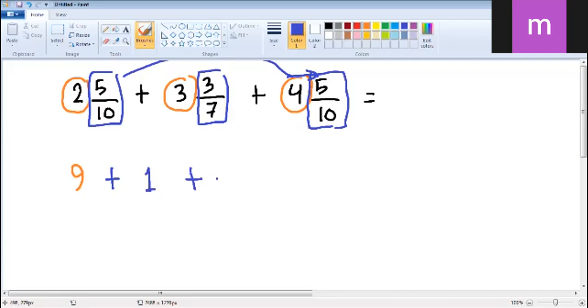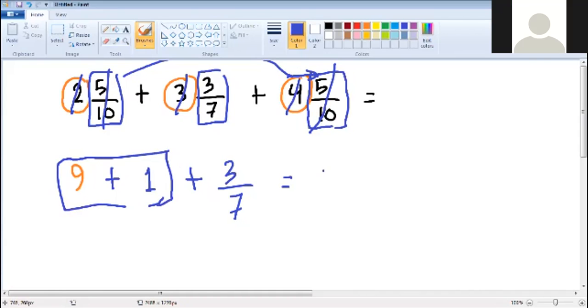Then add what thing? Numbers 1. We finished the whole numbers, and we finished 5/10 with 5/10. What is the remainder? 3 over 7, 3 sevenths. Now add them together. What is 9 plus 1? 9 plus 1 is 10. It's going to be 10 and 3/7. This is the answer.